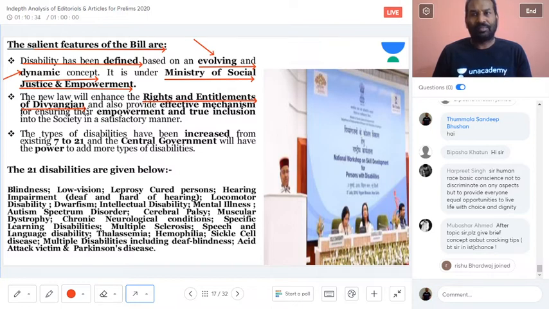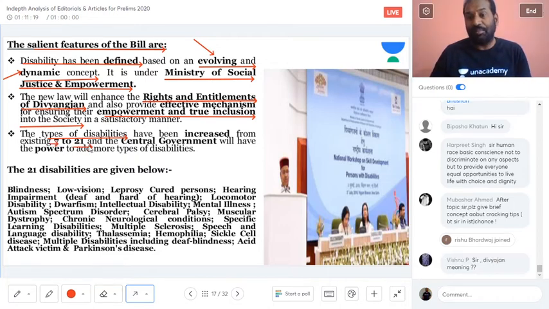And this Act, the Rights of Persons with Disabilities Act 2017, enhances the rights and entitlements of the Divyangjan. It is also giving their empowerment and true inclusion into society. That is what I was saying, inclusive society. I was repeatedly using this term, inclusive society, because this Act says there is true inclusion in society. They are not discriminated against because they are disabled. You should not go ahead with that.